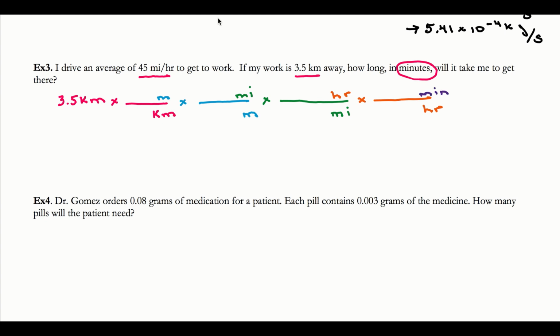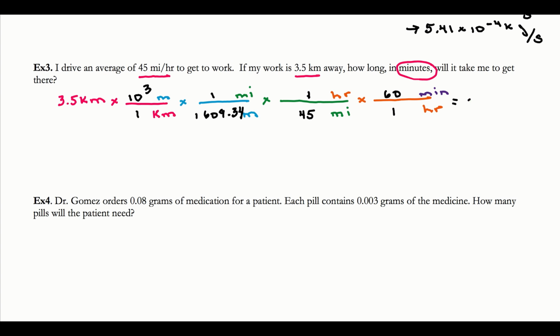Okay, so I'm going to plug in all my values. So 1 kilometer is 10 to the third meters. As was noted above in the previous problem, 1 mile is 1,609.34 meters. Okay. Here, there are 45 miles in an hour based on my speed, and I know that 1 hour is 60 minutes. So I'm going to take 3.5, multiply it by 1,000, divide by 1,609.34, divide by 45, and multiply by 60.